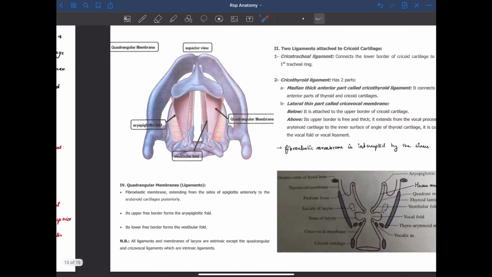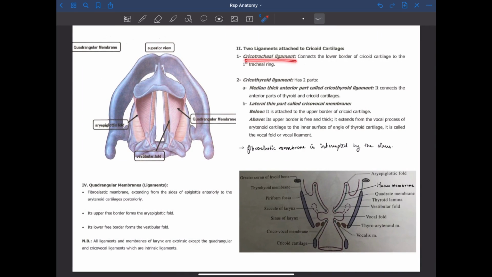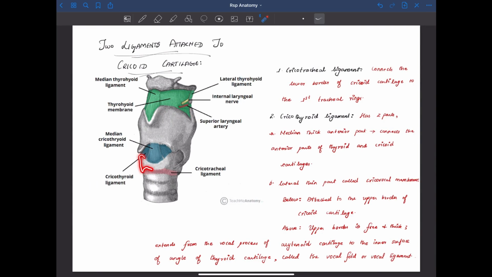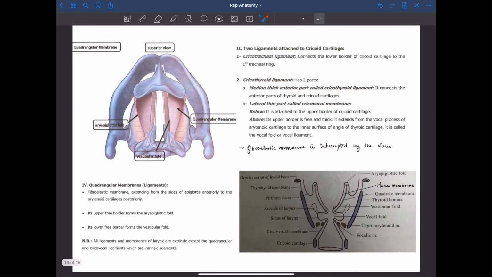Okay, good. Now we will see the cricotracheal ligaments. There are 2 ligaments attached to the cricoid cartilage. Here, see, this is the cricoid cartilage, the signet ring shaped cartilage. You guys remember, right? So it gives 2 ligaments. This is the thyroid cartilage, so the ligament which connects the thyroid cartilage and the cricoid cartilage is the cricothyroid ligament. And the ligament which connects the cricoid cartilage with the tracheal rings is called the cricotracheal ligament. Can you see? The cricotracheal ligament connects the lower border of the cricoid cartilage to the first tracheal ring.